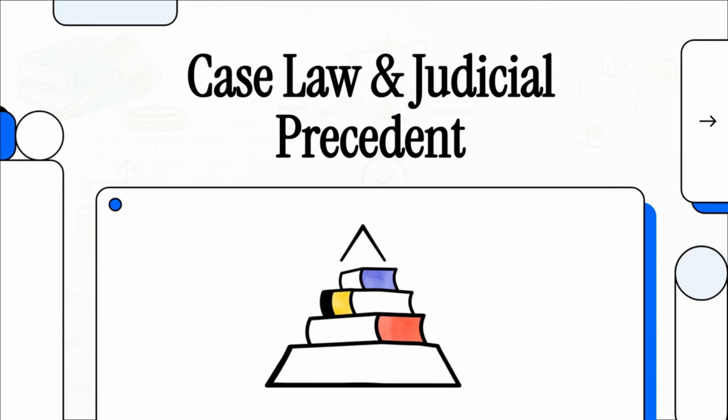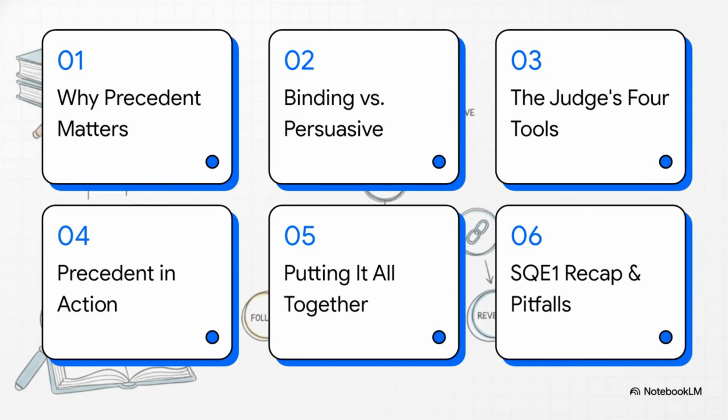All right, welcome to this new to law breakdown. If you're getting ready for the SQE1, then you know that understanding how judges make and follow the law is, well, it's everything. Today, we are diving deep into a cornerstone of the English legal system, case law, and the doctrine of judicial precedent. We'll start with the why behind it all. Then we'll get into the different types of precedent, the 4 key tools judges have in their toolkit, the actual rules that came from some landmark cases, and then we'll put it all together with a final rapid recap.